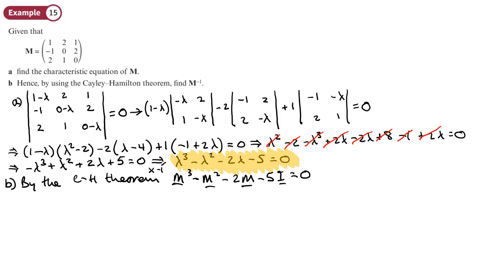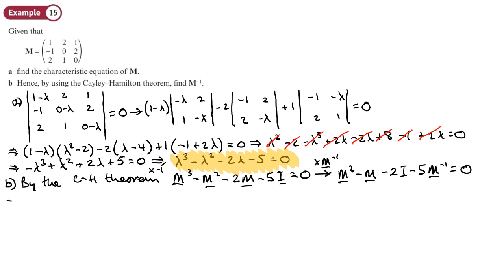Now, if we were to multiply everything here by M inverse, that becomes M squared, that becomes M, that will just become the identity, and we have M to the minus 1 here, the inverse. We can rearrange it to make the inverse the subject. So let's do that. Let's times everything by M inverse. So then this equation becomes M squared minus M minus 2 identity minus 5 M inverse equals 0.